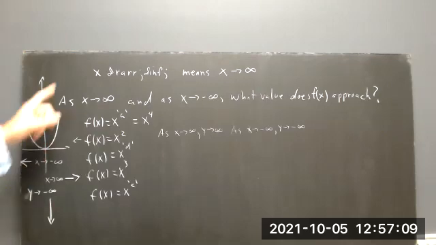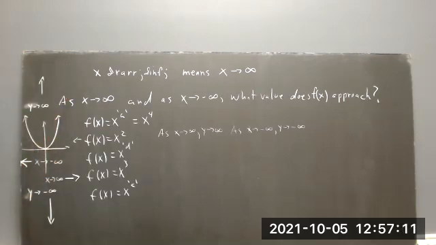Now your graph shows you that you approach plus infinity here and plus infinity over here. But it's not because of the graph, it's because of what happens when you multiply big positive numbers together and multiply big negative numbers together.